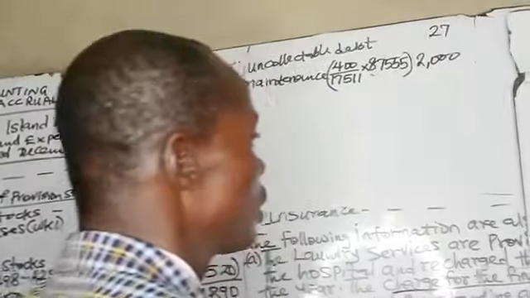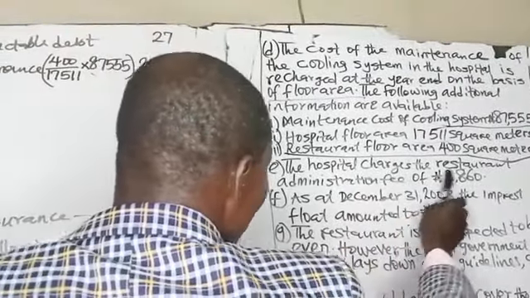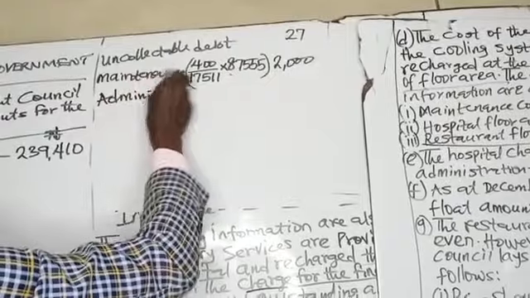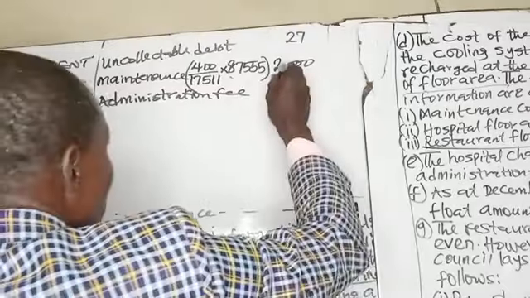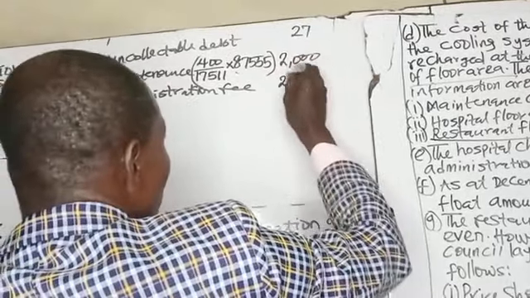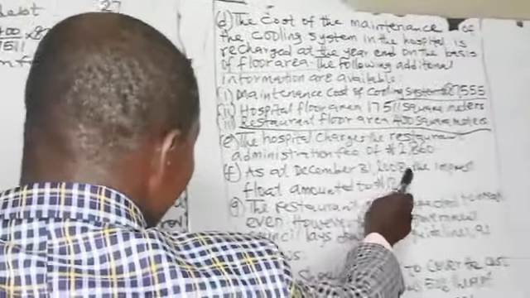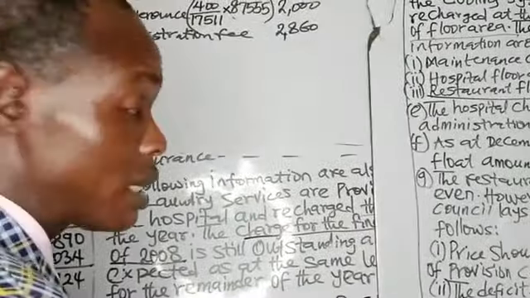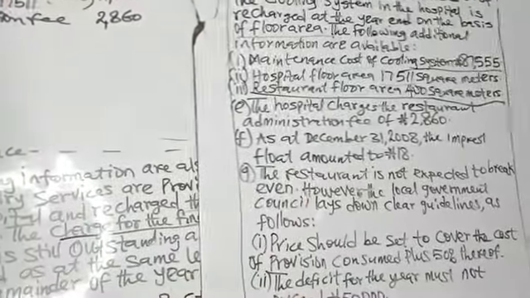Note E. The hospital charges the restaurant an administration fee of 2,860. The administration fee borne by the restaurant is 2,860. Then note F. As at December 31st, 2008, the interest float amounted to 18. That is a float, it's not an expense. A float, just like cash, so it will be used in the statement of financial position.